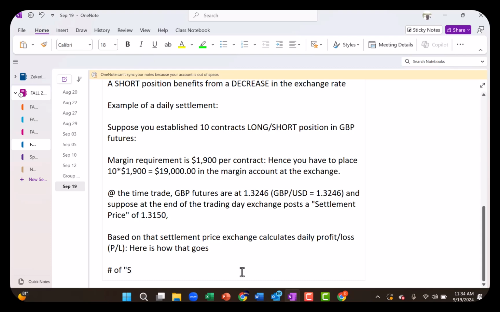Number of signed contracts. That sign is positive for longs, negative for shorts, times contract size, times settlement price minus trade opening price.